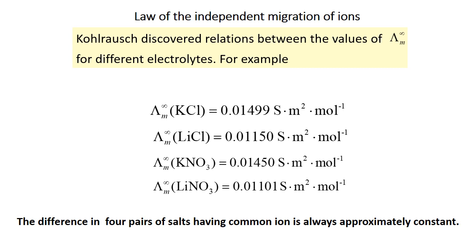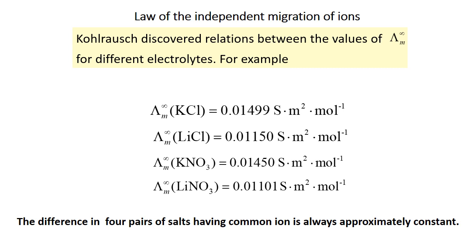Lambda m infinite for KCl is 0.01499 Siemens meter square per mole. For LiCl it is 0.01150 Siemens meter square per mole. For KNO3 it is 0.01450 Siemens meter square per mole. And for lithium nitrate it is 0.01101 Siemens meter square per mole.